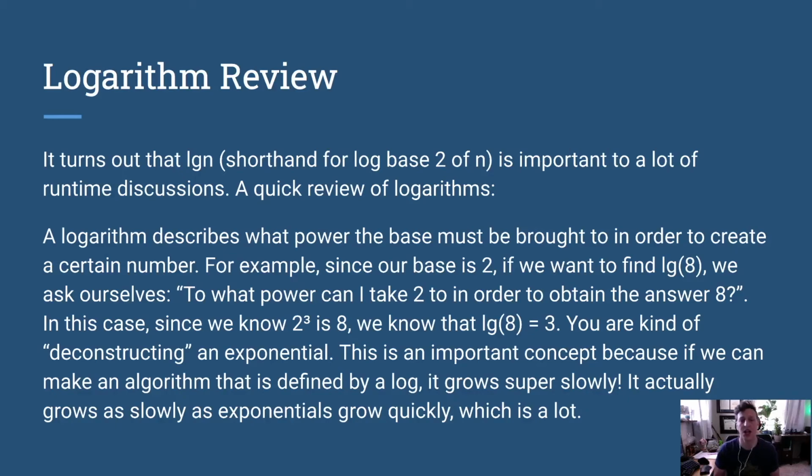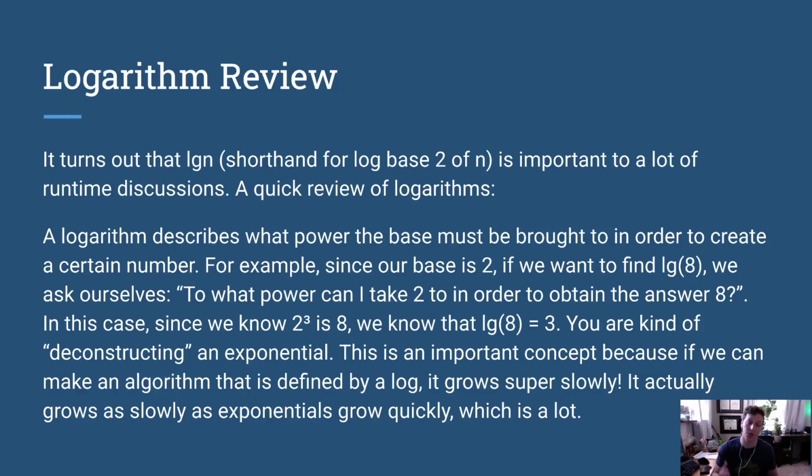Okay, and conversely, you say what power of 2 gets me to my number, right? So 2 to the third power is 8, which is basically just the opposite of what we just did. 2 times 2 times 2, right? And that's really all it is. So when you say log of some number, you're just saying how many times can I divide by 2?